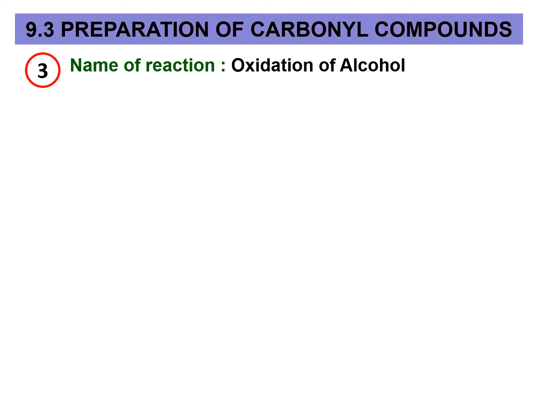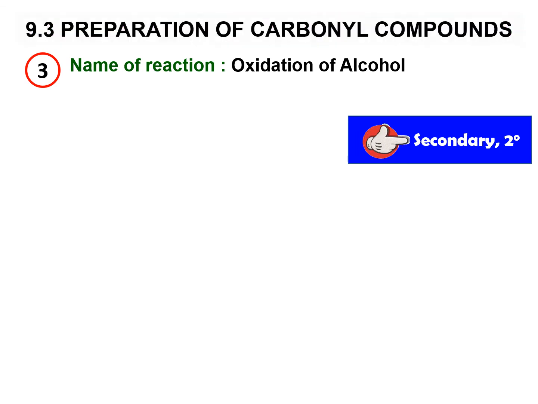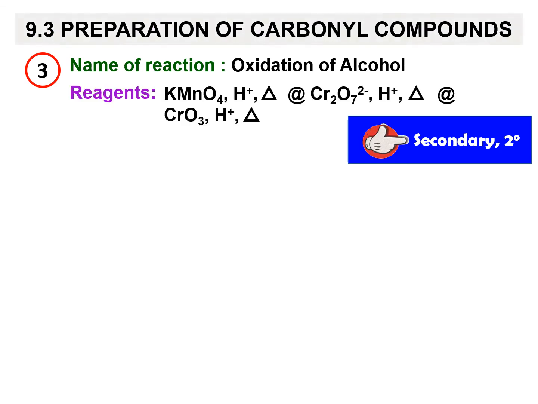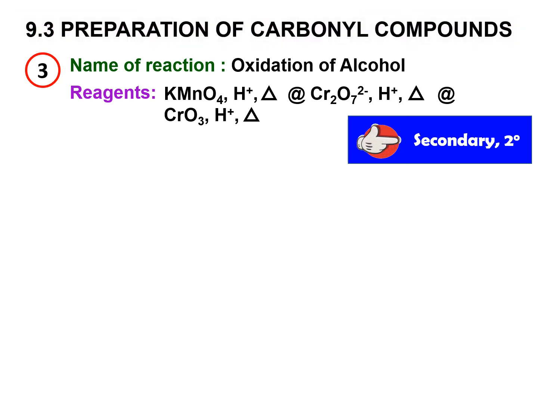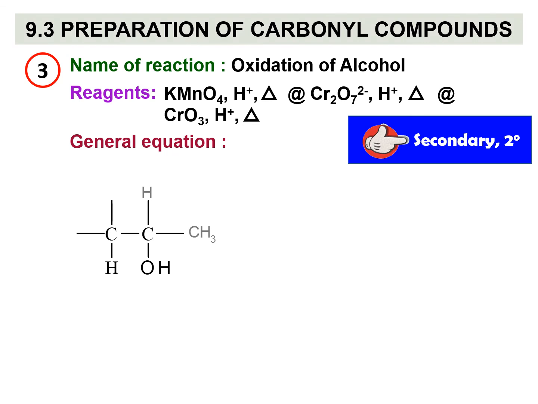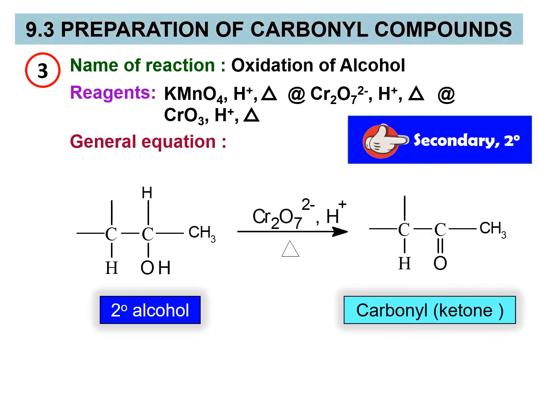The next oxidation of alcohol is the oxidation of secondary alcohol. For this secondary alcohol, we can use strong oxidizing agents, either potassium permanganate acidified followed by heating, or the other two reagents. During the reaction, the secondary alcohol will produce a carbonyl compound, a ketone.